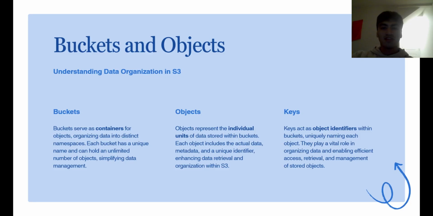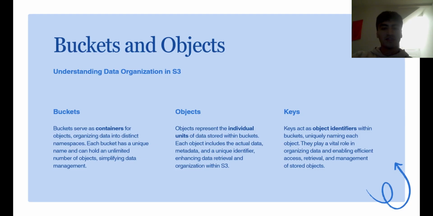An object contains three parts: the data itself, metadata that describes the file, and a unique identifier known as a key. This design makes S3 extremely scalable and efficient, especially when dealing with large amounts of unstructured data like images, videos, backups, or logs. Now let's talk about one of the most important distinctions in S3: buckets and objects.